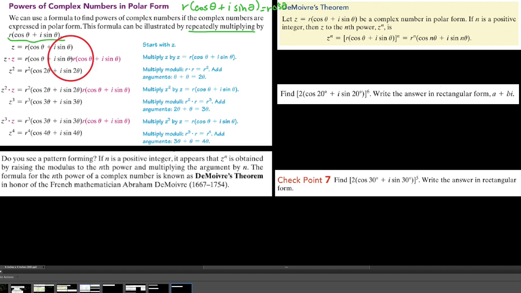If we extend that, what would happen if we were to take, for instance, r cis theta and square it? In other words, we would be taking r cis theta times r cis theta. We would multiply our modulus values up front. So z times z, or z squared, would be r times r, or r squared. Then we would take this theta and add it to this theta, but because they're the same thing, theta plus theta, we would just get 2 theta.